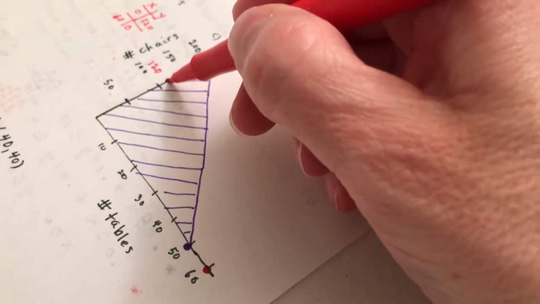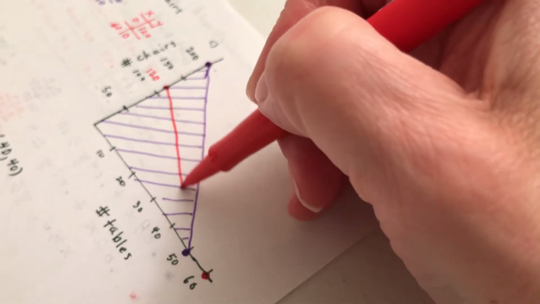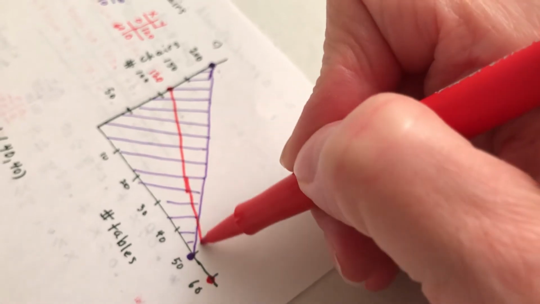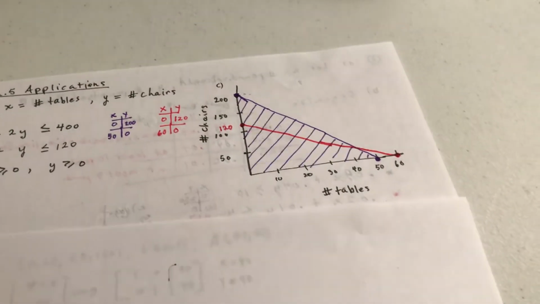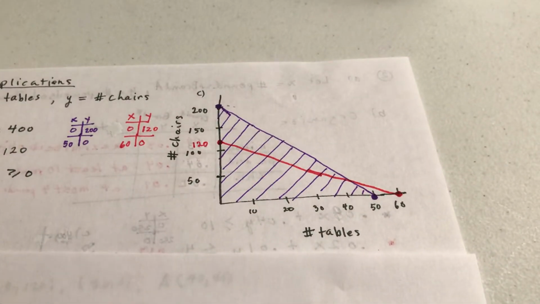and I have to turn this around in order to graph. I'm going to try to connect the two dots. There. So I have that line.